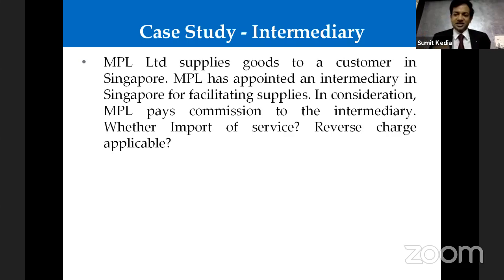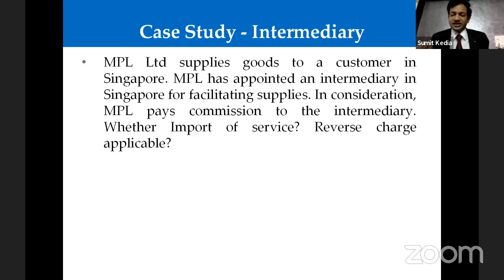Import of service says supplier should be outside India. In my example, intermediary is outside India, satisfied. Next, recipient should be in India. I am in India, condition satisfied, recipient in India. Third condition says place of supply should be in India.